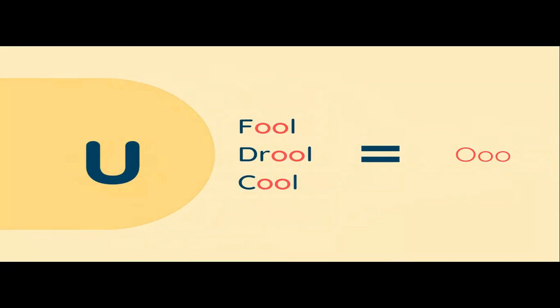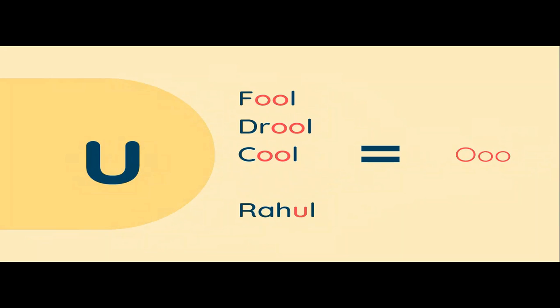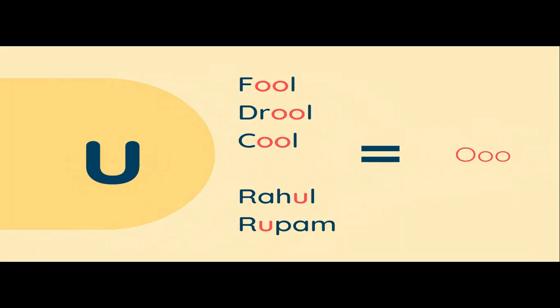Now the letter U is pronounced only one way. It's pronounced the way you would pronounce a double O in any English word. Like in the word fool, drool, cool. Like in the name Rahul, ooh, cool. You hear that? Another example is the name Rupam. It has a oo sound to it.